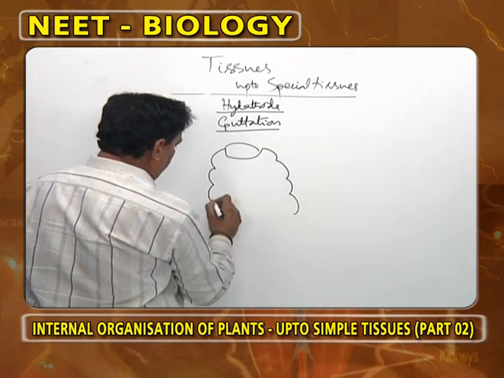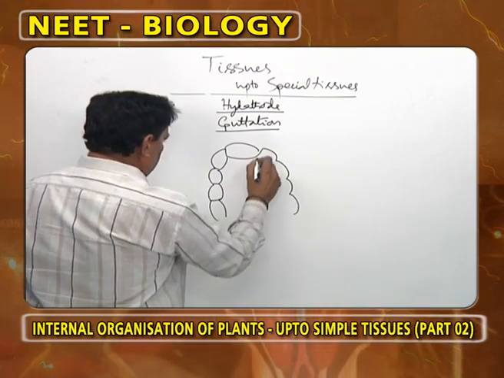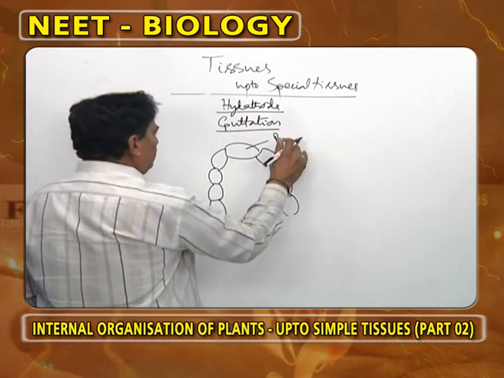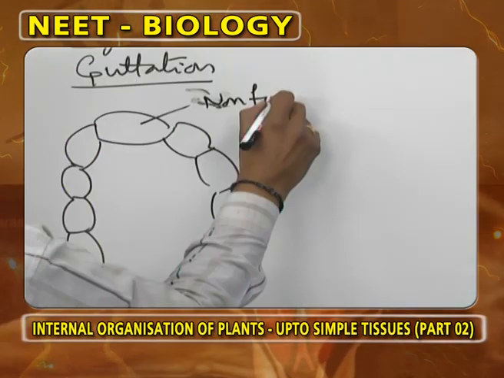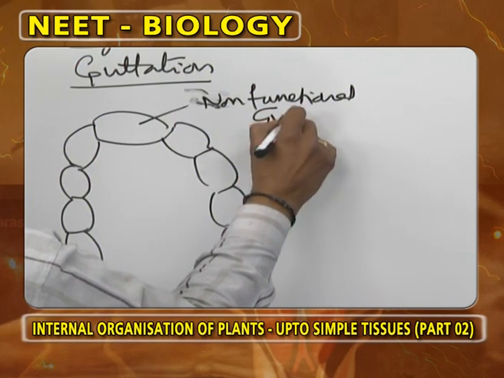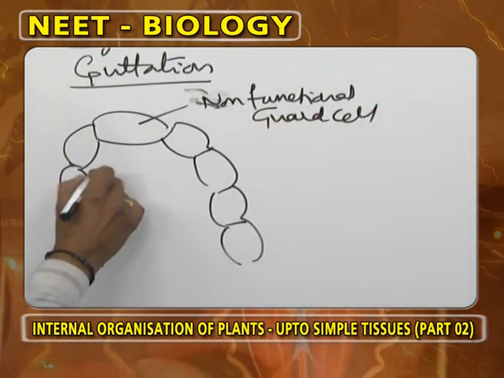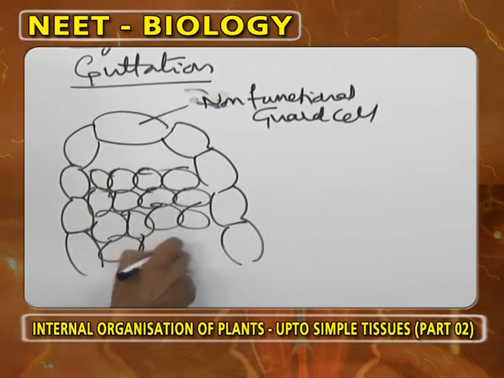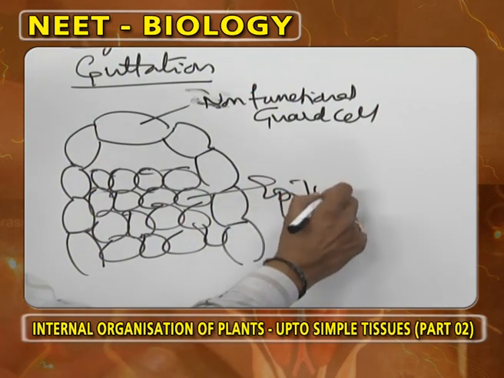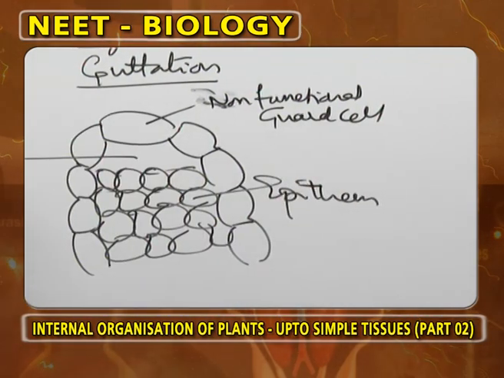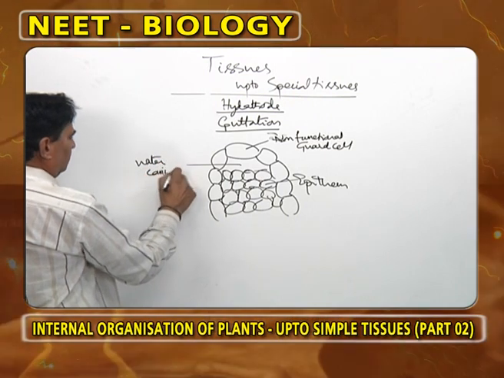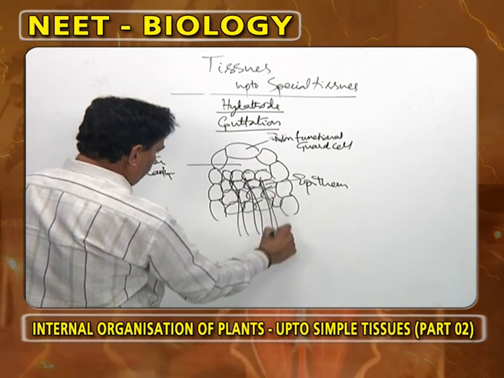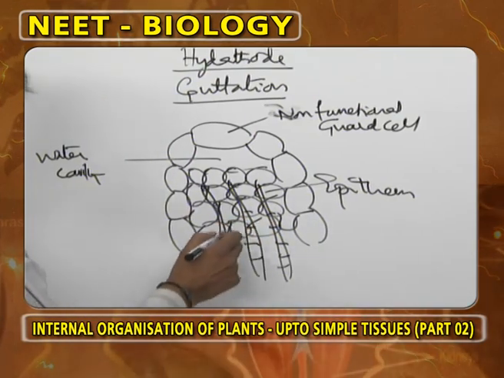Every hydathode shows a structure like this. Permanently opened or non-functional guard cell. Loosely arranged parenchymatous tissue called epithem. This is an important bit. A special water cavity or water chamber. Then blindly ended vein endings or blindly ended xylem vessels. This is the structure of a hydathode.